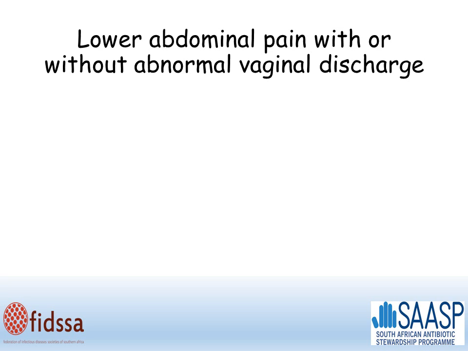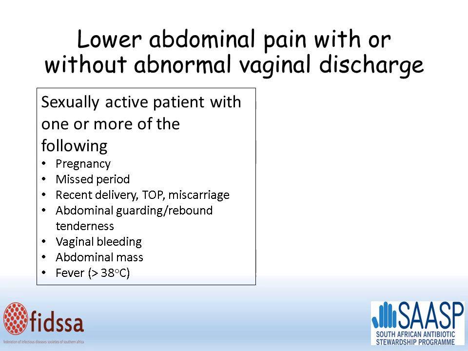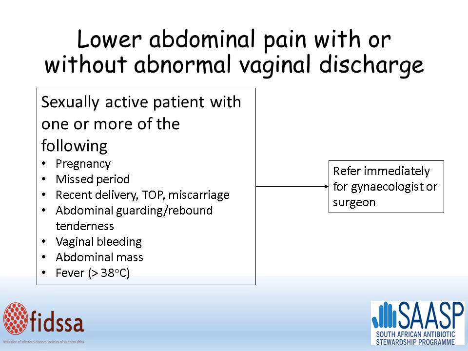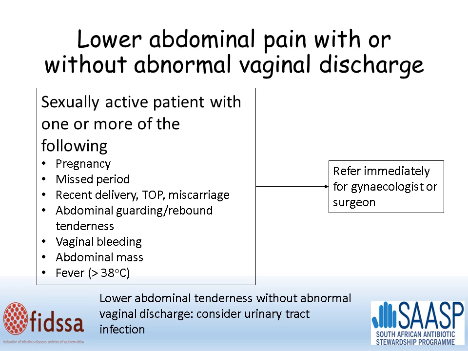Patients with lower abdominal pain with or without abnormal vaginal discharge, you need to consider, is the patient sexually active with one or more of the following? That is pregnancy, a missed period, a recent delivery, termination of pregnancy or miscarriage, abdominal guarding or rebound tenderness, vaginal bleeding, an abdominal mass or a fever greater than 38 degrees. If any of those are present, then you should refer immediately to a gynecologist or a surgeon. Lower abdominal tenderness without abnormal discharge, you should consider urinary tract infection as a possible differential diagnosis.